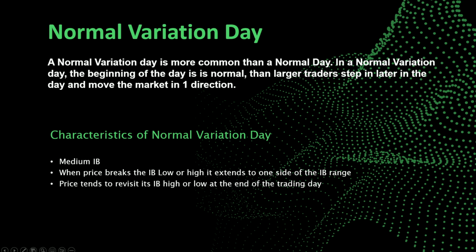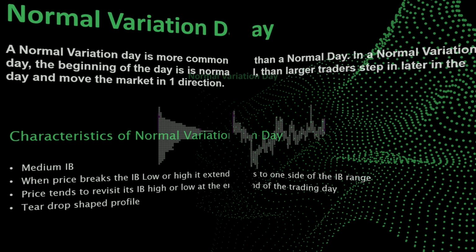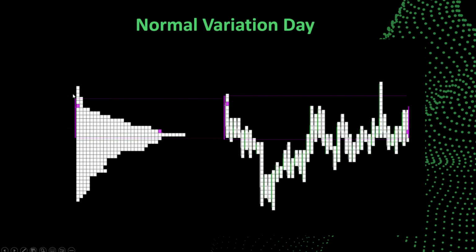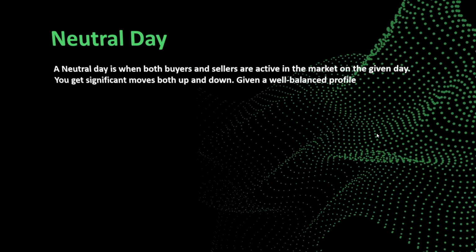Price tends to revisit the initial balance high or low at the end of that trading day. On those normal variation days, I'll show you in the profile. You can see here, at the start of the day, a medium to wide initial balance. We lose the initial balance back test. We get a move away, and then we come back up into the range, giving us our normal variation day.